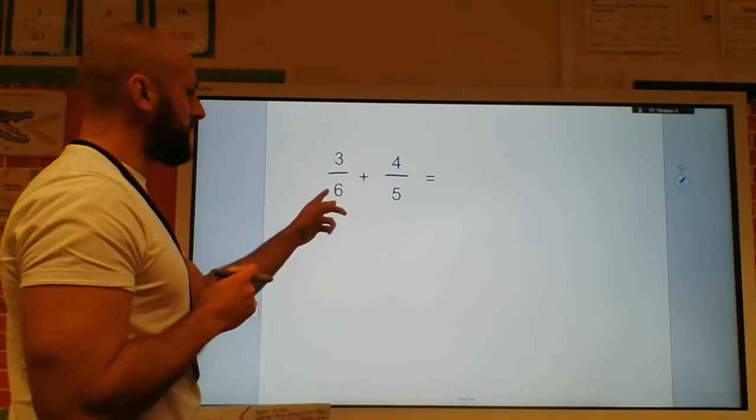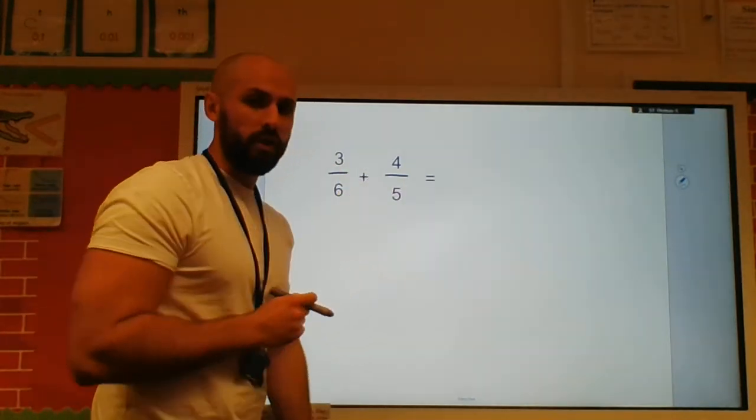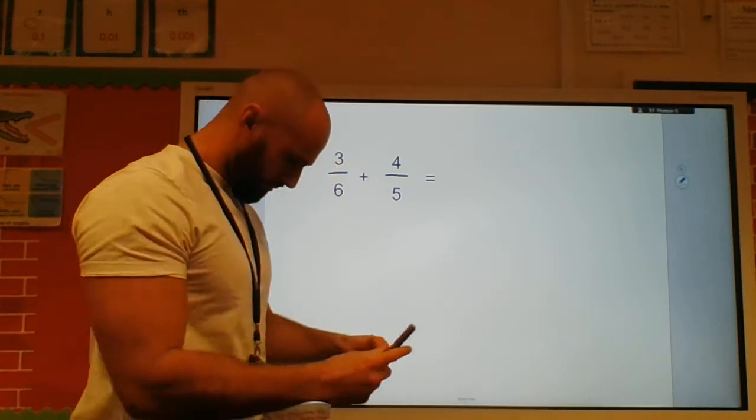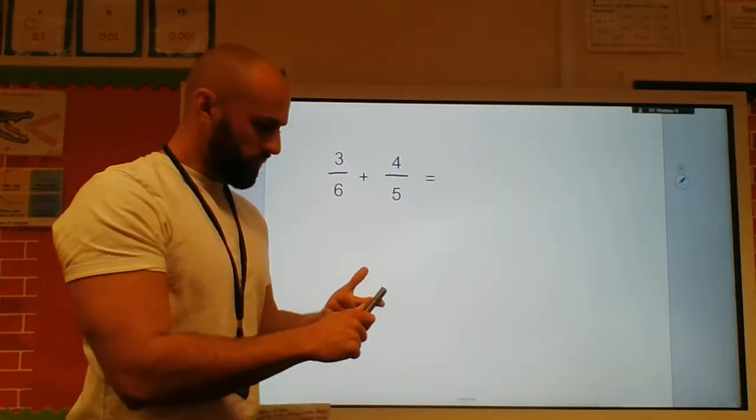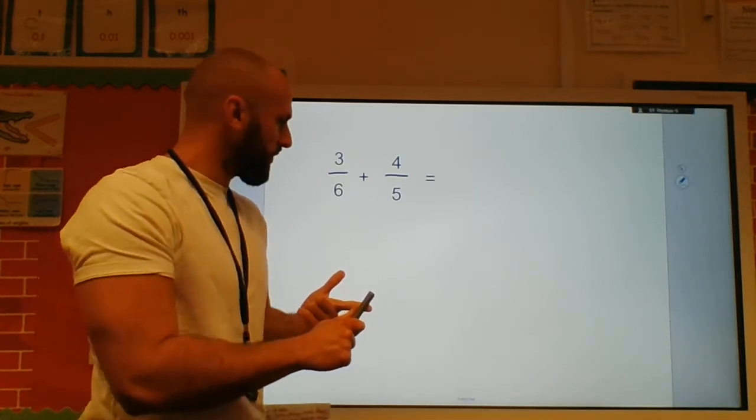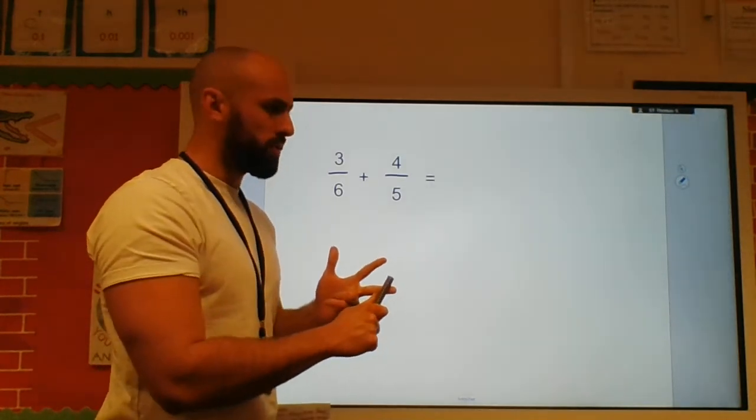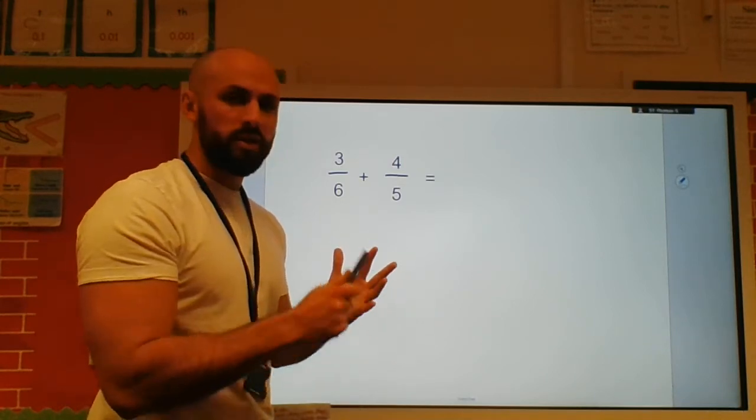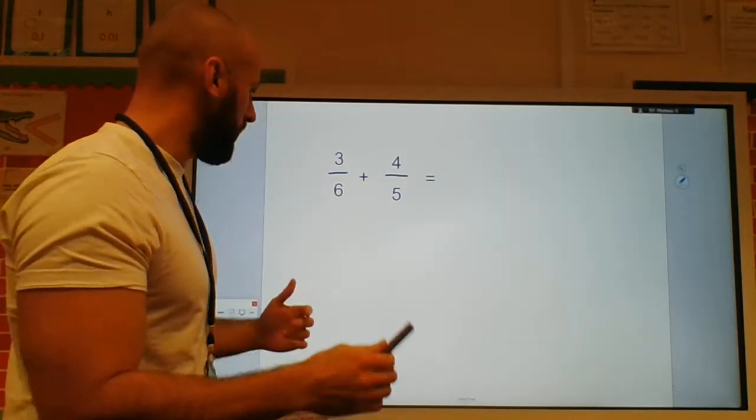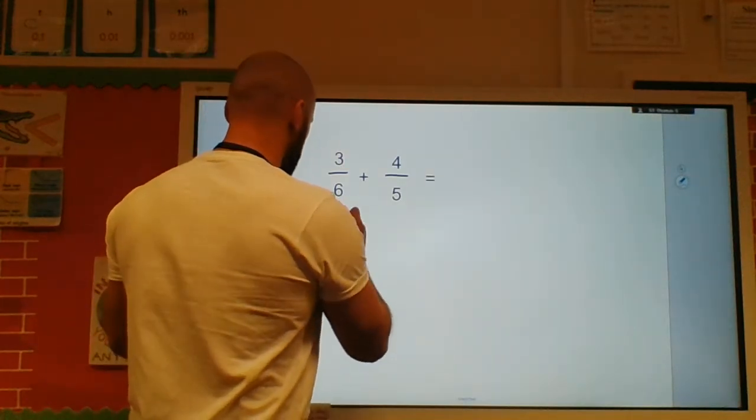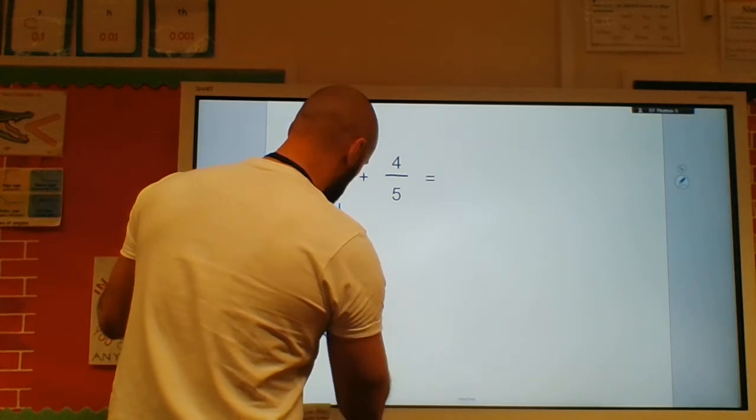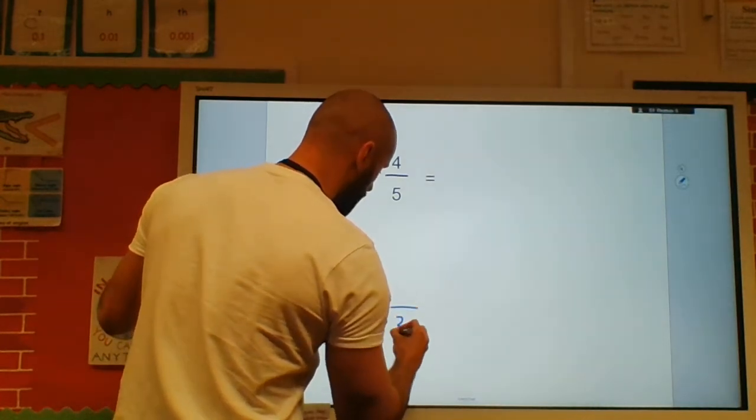So we've got 3/6 add 4/5. Well, I think about my 6 times table. 6, 12, no, neither of those in the 5s. 18, not a multiple of 5. 24, not a multiple of 5. 30, yes, that is a multiple of 5. And yes, because it ends in 0. So, I'm going to use 30 as my common denominator.